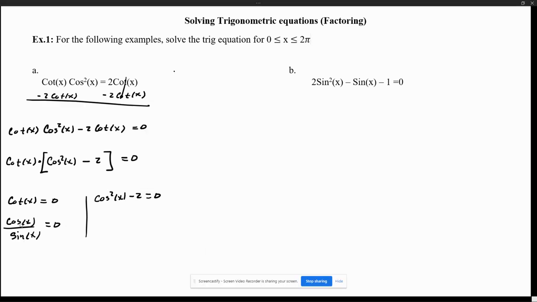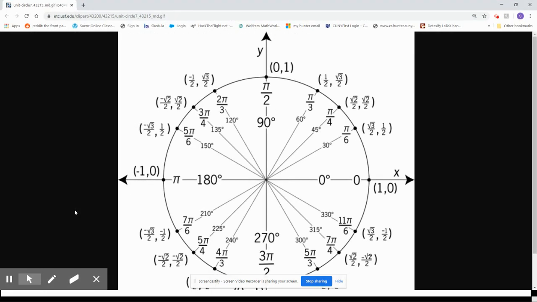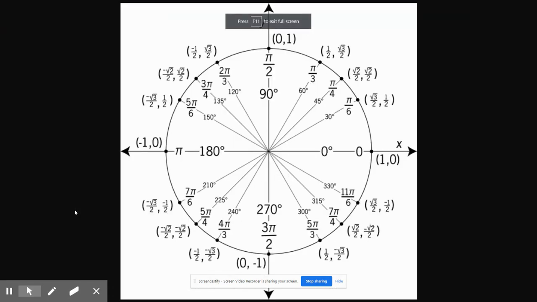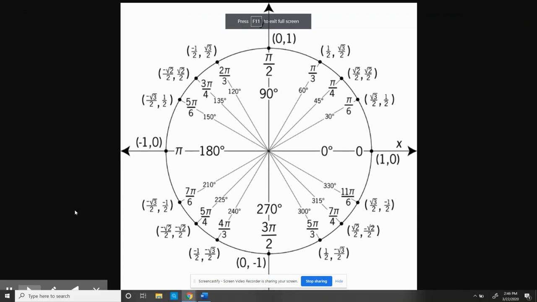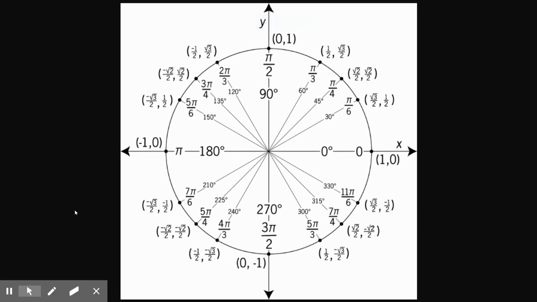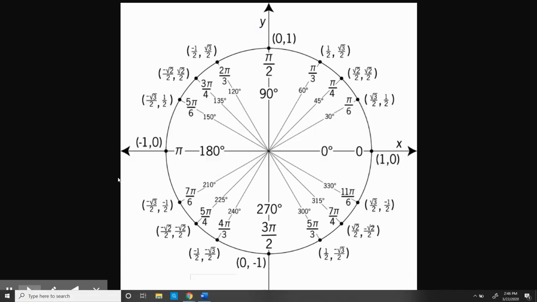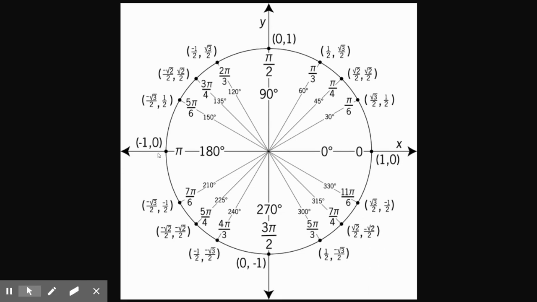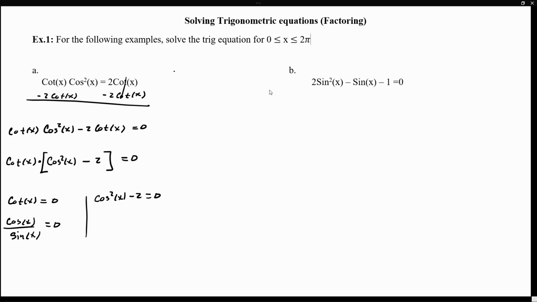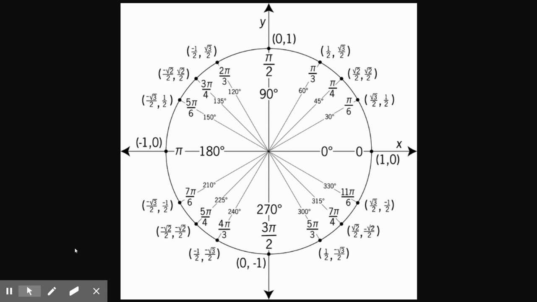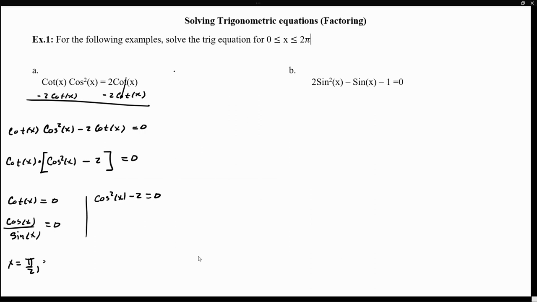So if we take a look at a unit circle, where is that at? Here it is. At 90 degrees, my cosine is equivalent to 0. So therefore, I have one solution coming out of this. We know that x can be pi over 2, because if I take the cosine of pi over 2, that's 0, and also 3 pi over 2, which is equivalent to 0 as well. So from the first equation, I have two possible solutions.